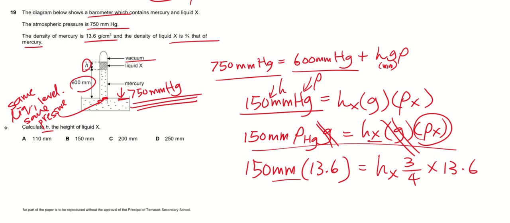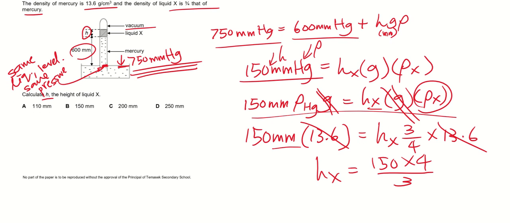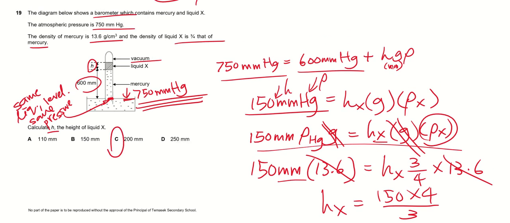And I can cancel my 13.6. Then I'm left with 3/4. So Hx is equal to 150 times 4 over 3. I'm doing the math very quickly. So the answer will be C. Question 19 is C. Yes.